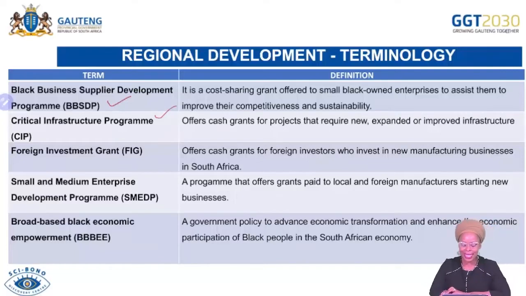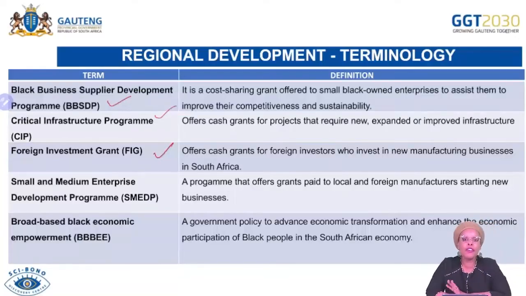Number 2, the concept is critical infrastructure program. This one offers grants for projects that require new, expanded or improved infrastructure. Sometimes you'll find that where the business is going to be established, there is no proper infrastructure. Some of the cost of making sure that there is infrastructure might be carried by the business itself. So the government, through the Department of Trade, Industry and Competition, will provide financial grant, and you don't just receive it. One has to apply for it. You don't qualify automatically.